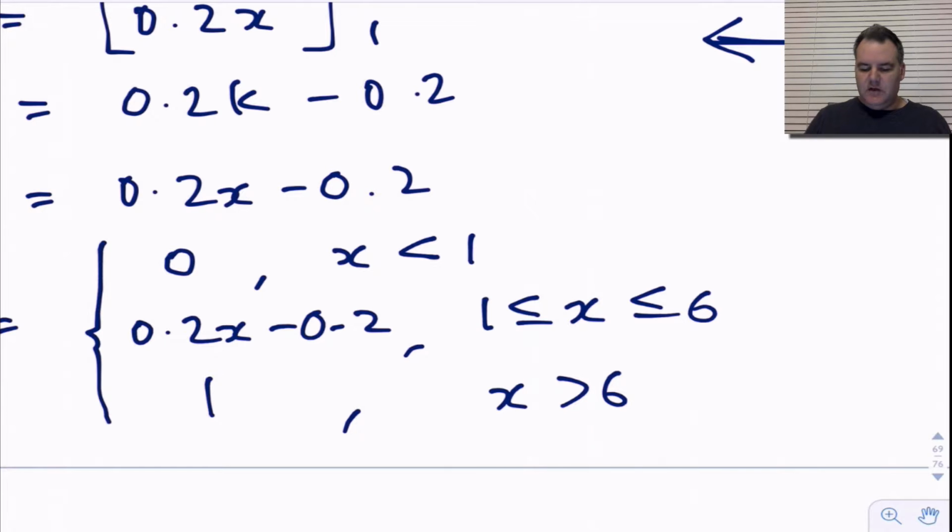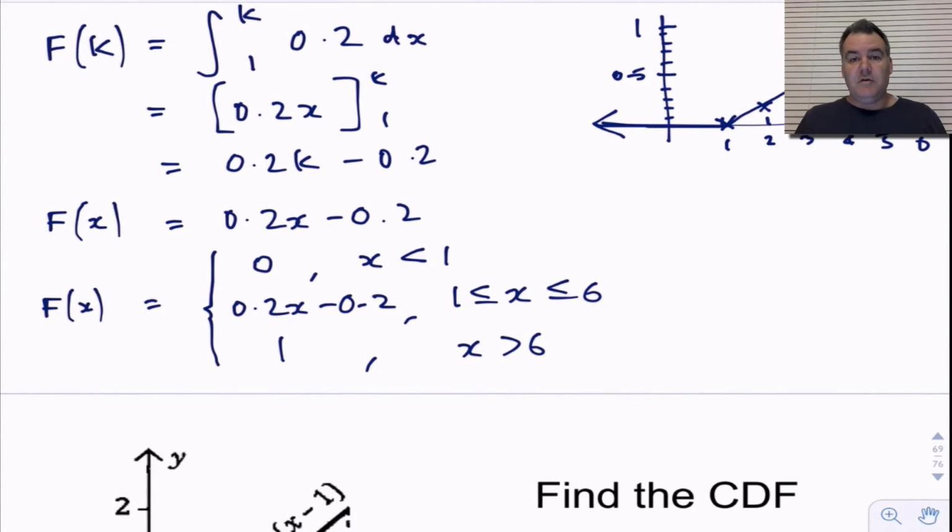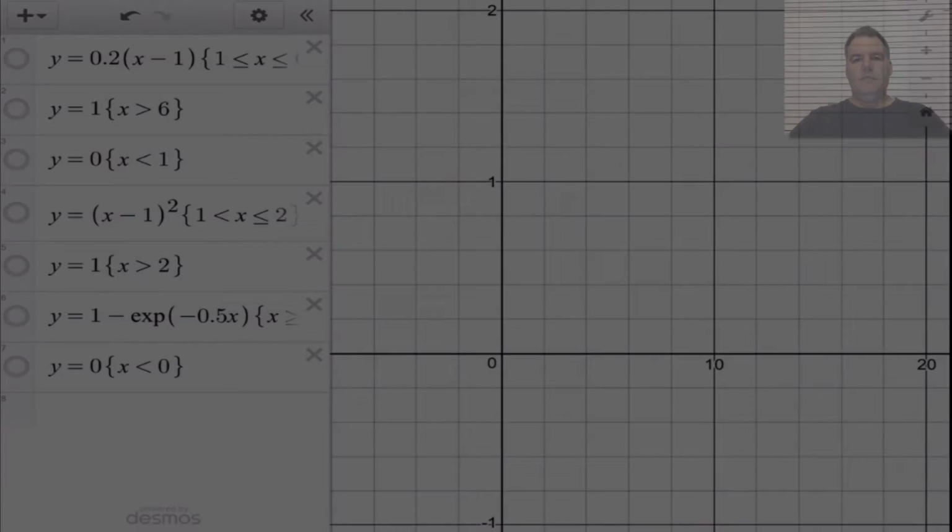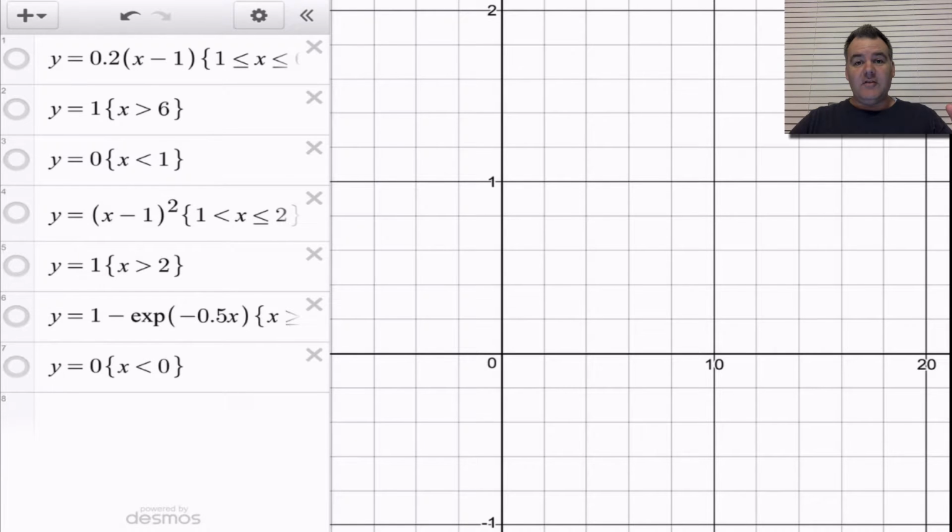than 6. Now notice here I could have changed these two around if I wanted to and made that one there less than or equal to and this one here just less than. It doesn't really matter there because it's a continuous function. So that is the formal definition of the cumulative function for this one. So there's 3 parts to this function here that we're looking at.